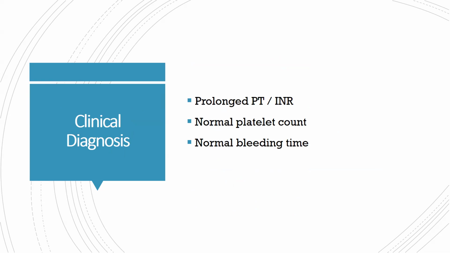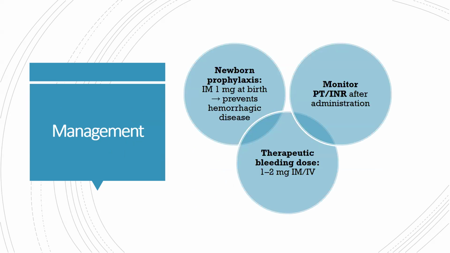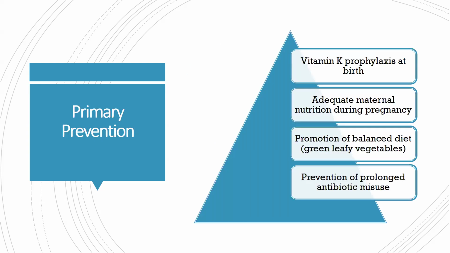It's diagnosed clinically and on the basis of some laboratory tests, which include prolonged PT/INR, normal platelet count, and normal bleeding time. So we have to manage the newborn by giving prophylaxis of 1 milligram of vitamin K intramuscularly at birth, which prevents hemorrhagic disease. We have to monitor later with PT/INR after administration, and the therapeutic bleeding dose is 1 to 2 milligram, given IM or IV.